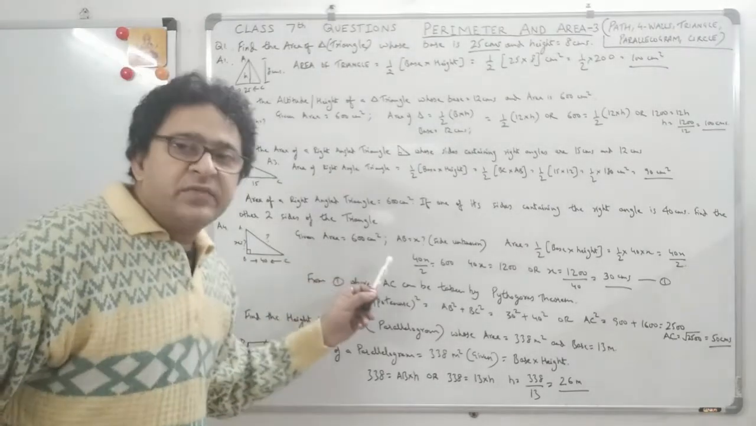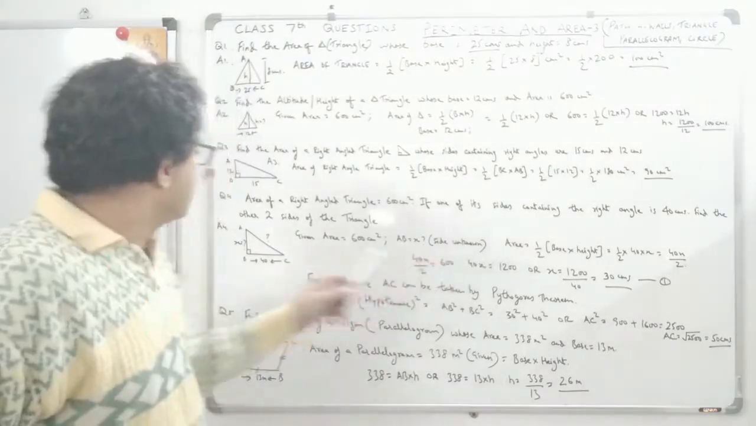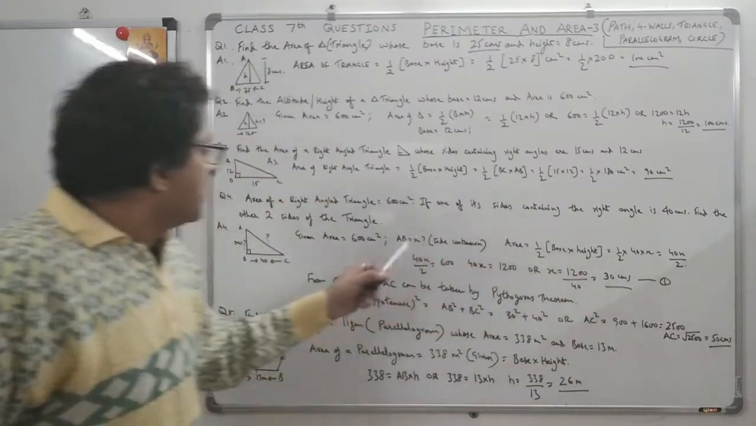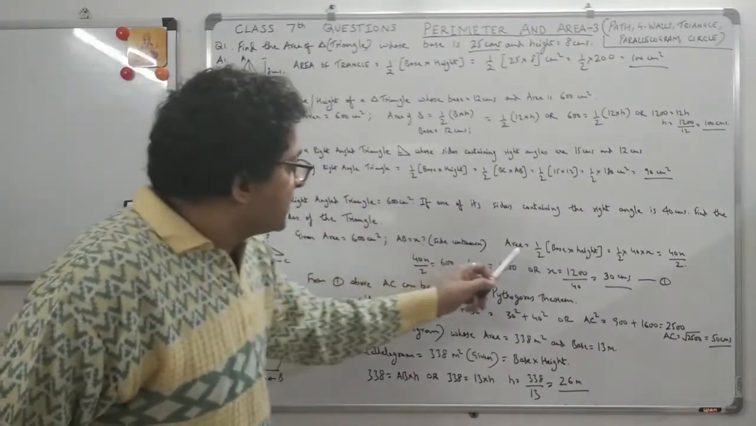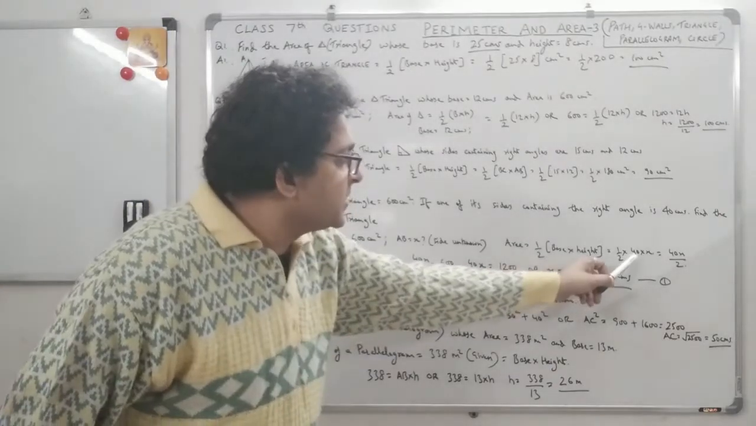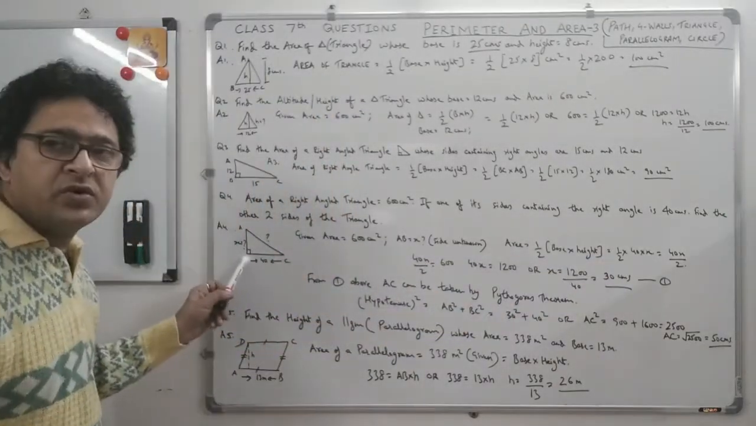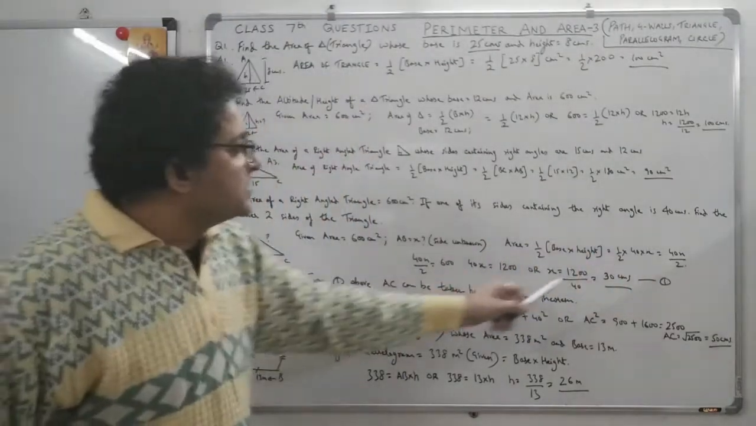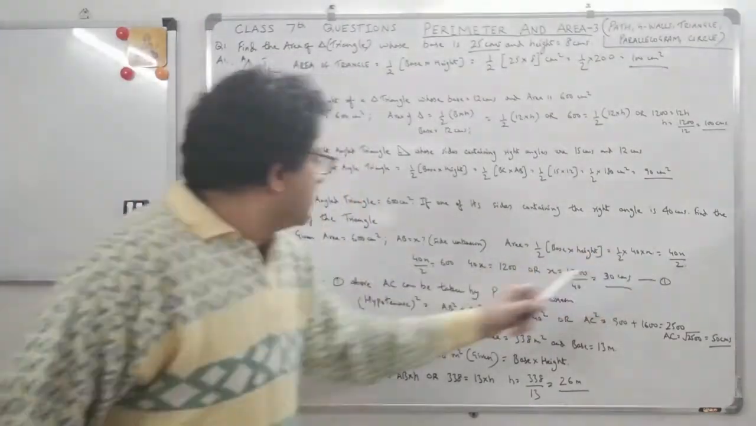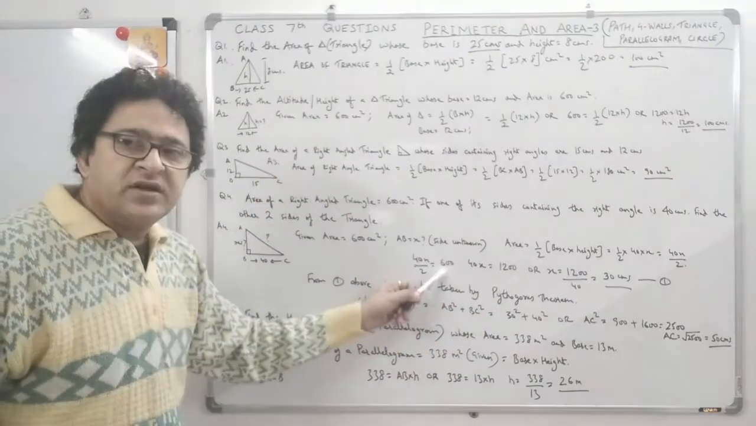So let's see how we do it. Area is 600 centimeters square. So half base into height is equal to 600. Simple. Now what do we know? We know one of the sides is 40. So half base into height is half into 40 into x. x is the other side which we don't know. So half into 40 into x is equal to 600, which means 40x by 2 is equal to 600, right?